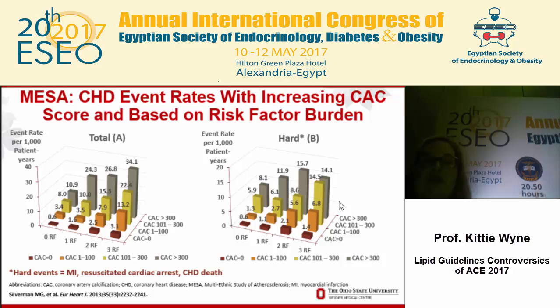And I'd like to show you what that looks like. On the left side is total CVD events. On the right is what they called hard events: MI, resuscitated arrest, or CHD death. And in the front of this plot, you see the person with a CAC of 0. So they do have increasing risk with increasing risk scores. However, once you have detectable coronary artery calcium, whether in the range of 1 to 100, 101 to 300, or above 300, you have an increased risk, and then that increases with number of risk factors. So this is an important component of looking in primary prevention, including low-risk patients.